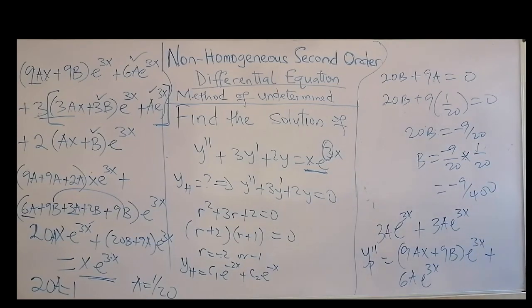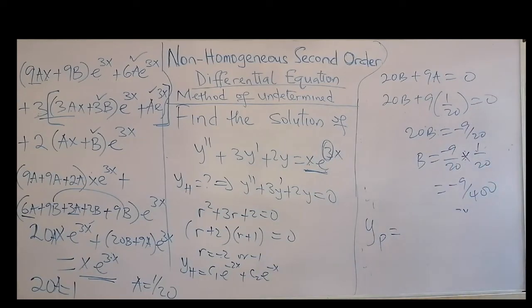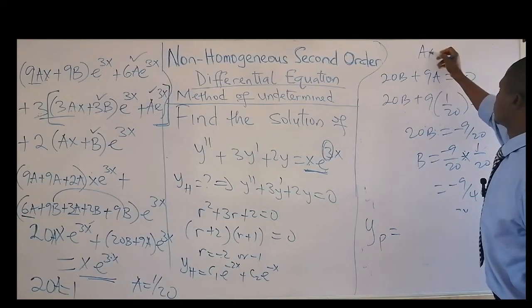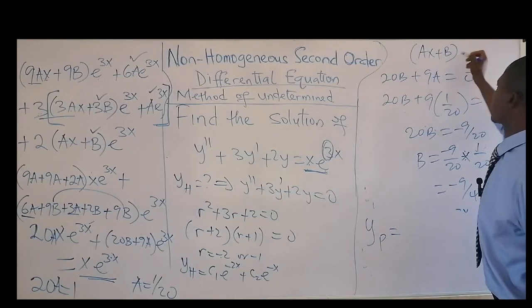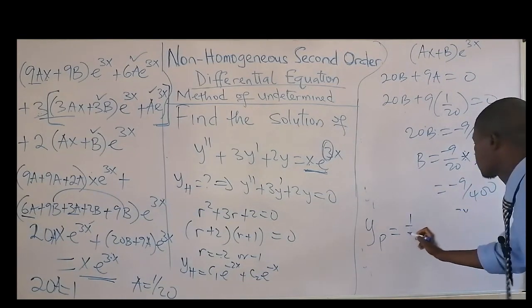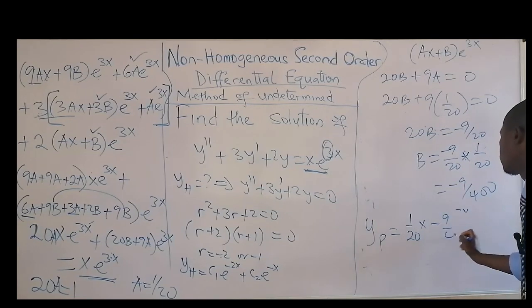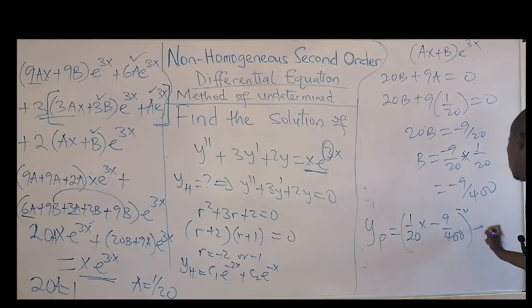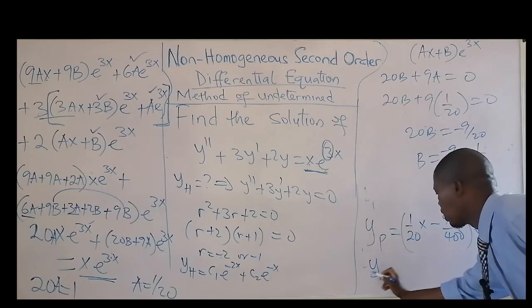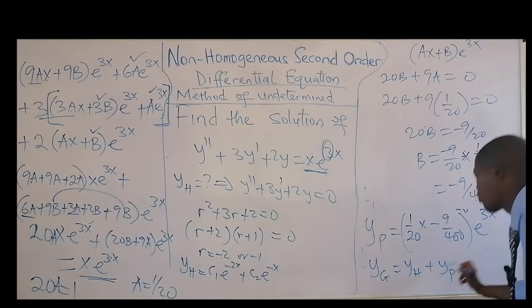So in that case, yp is the expression we called ax plus b into bracket e3x. Our a is 1 over 20 x, and our b is minus 9 over 400, into bracket e3x. And with that, you can get yg as yh plus yp, and then you substitute that.